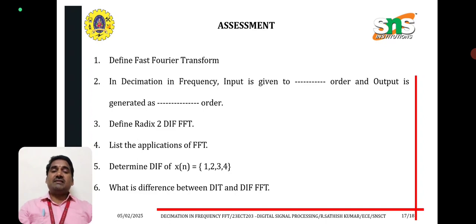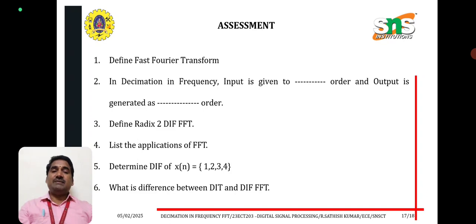List the applications of FFT. It is used in digital signal processing applications. It is used in coding signals. It is used in spectrum analysis, etc. Determine the DIF FFT of x of n equal to 1, 2, 3, 4, which produces the output sequence x of k equal to 10, minus 2 plus 2j, minus 2, minus 2 minus 2j.